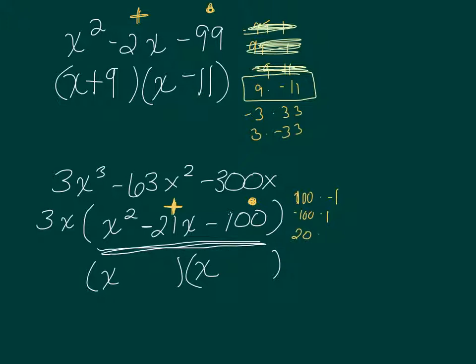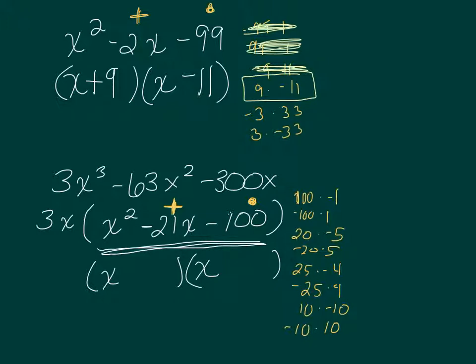20 times negative 5 will give me negative 100, or negative 20 times 5. 25 times negative 4 will give me negative 100, or negative 25 times 4 will give me negative 100. Let's see, 10 times negative 10, or negative 10 times 10 will give me negative 100. I think that's enough for us to look at.